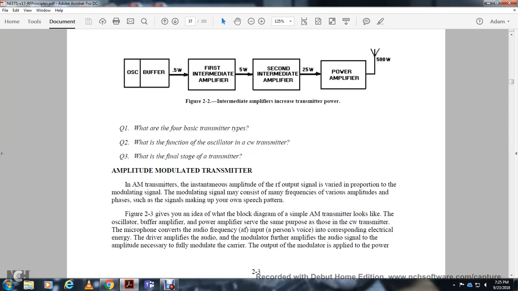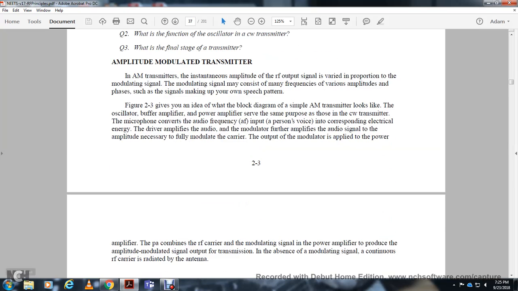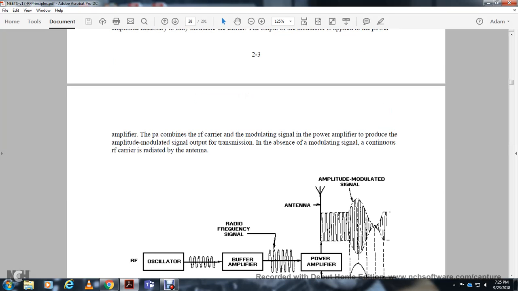The microphone converts the audio frequency input, the person's voice, to corresponding electrical energy. The driver amplifier of the audio modulator further amplifies the audio signals as necessary to fully modulate the carrier, and the output modulator is supplied with the power amplifier. The power amplifier combines the radio frequency carrier with the modulating signal and produces the amplitude modulated signal output. In transmission with no modulating signal, the continuous radio frequency carrier is radiated by the antenna.